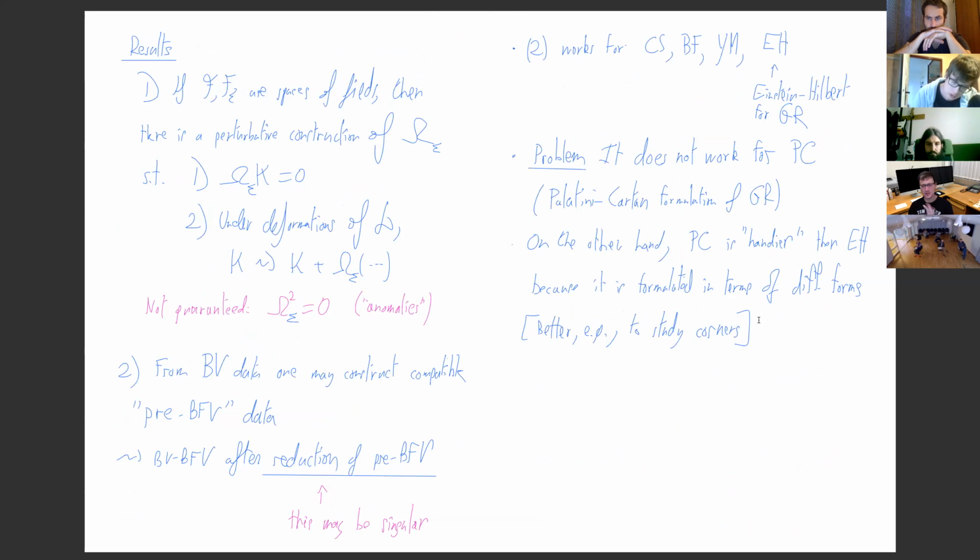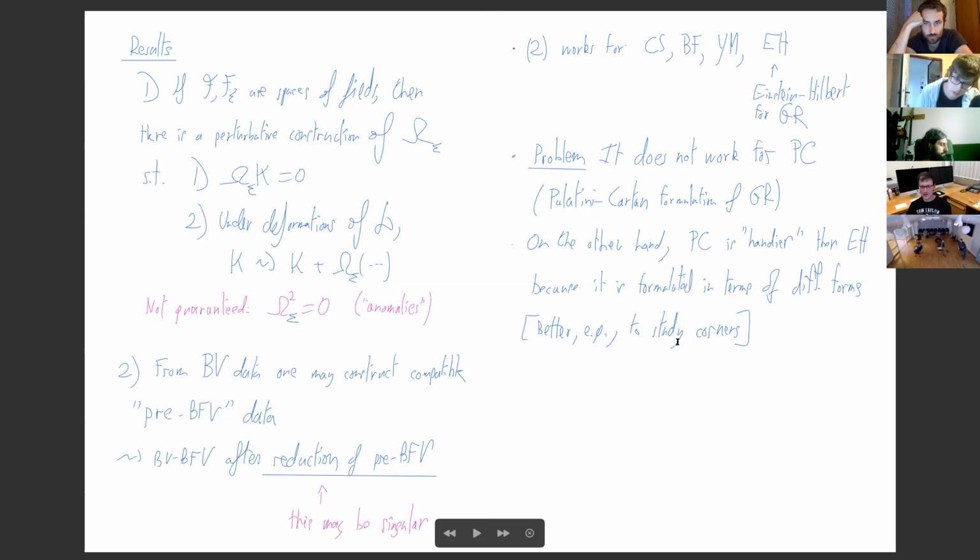So first of all, let me tell you why we're interested in the Palatini-Cartan formulation of general relativity. The reason is that, unlike the Einstein-Hilbert formulation that is based on a metric tensor, this is based on differential forms. And this is much nicer because differential forms behave much better when you have boundaries and corners. You just restrict them. Okay?